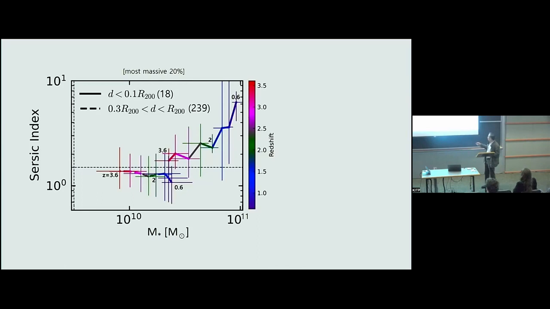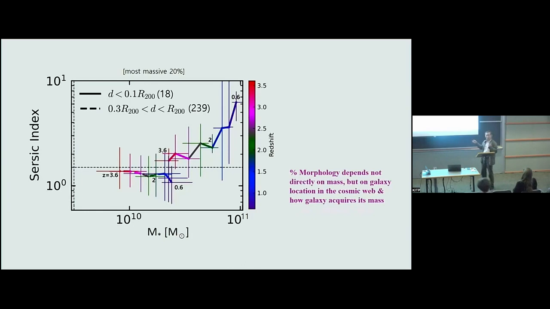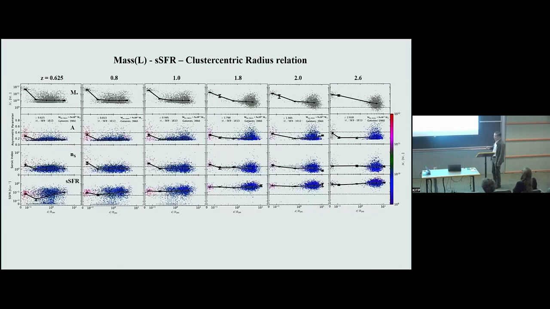So, for example, at this mass scale, even though they have the same stellar mass, their Sérsic indices are quite different. So we conclude that morphology depends not directly on mass, but on the galaxy's location in the cosmic web, and also how the galaxy acquires this mass. Because by this time, these central galaxies are acquiring their mass mostly through mergers, but the galaxies at this point are collecting their mass mostly through accretion. Okay, because I'm running out of time, I should hurry.